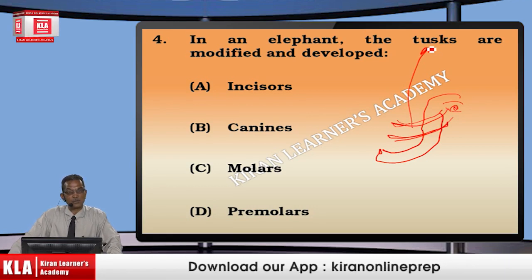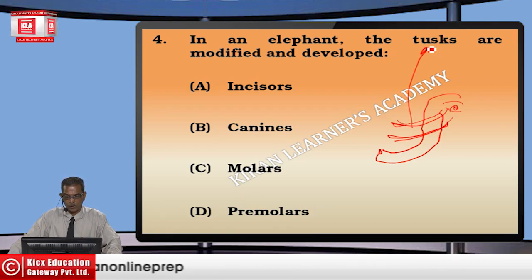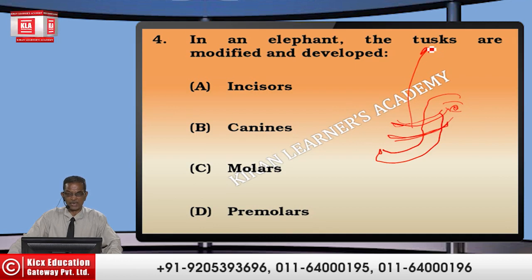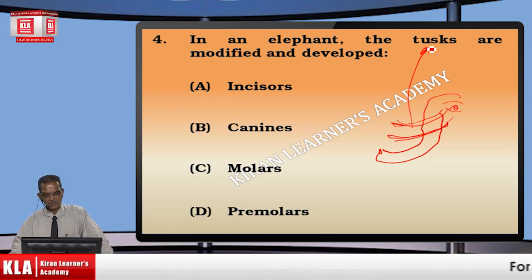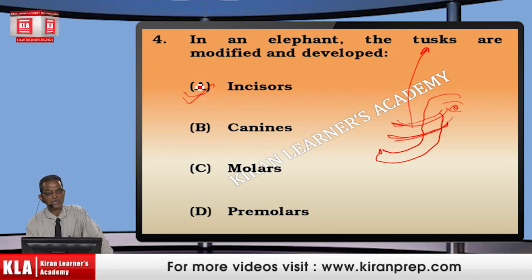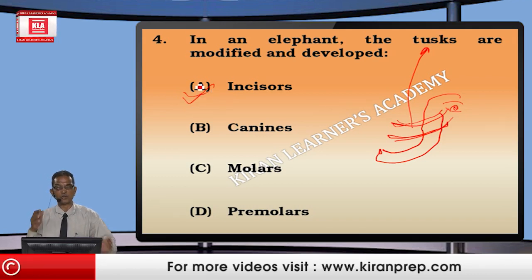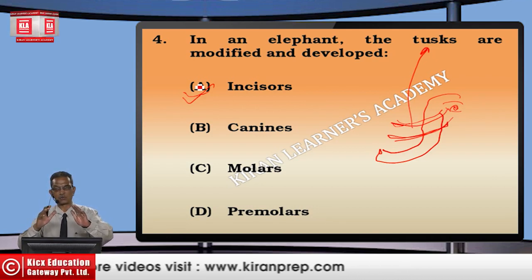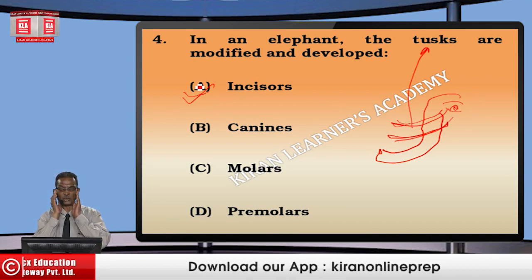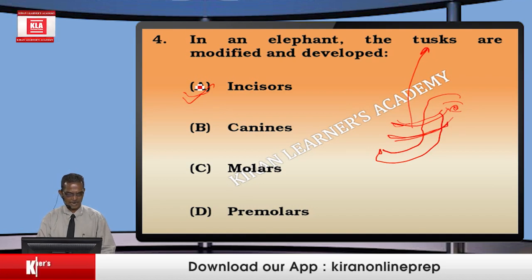These tusks are a type of tooth. And what are they? Are they modified or elongated incisors, canines, molars or premolars? When we look at the teeth and the structure of the tusk, we realize that in the case of elephants, the tusks are none but the modified incisors. That is the front tooth. They come out as a tusk while the others remain at the back for chewing purposes. Next.